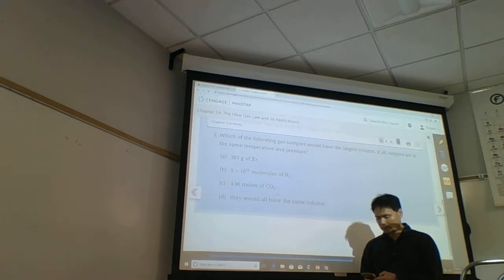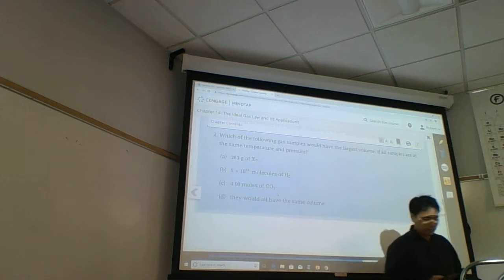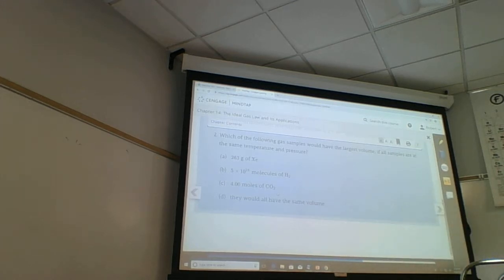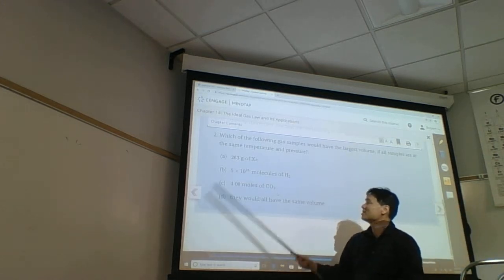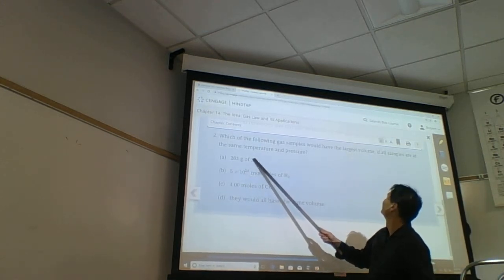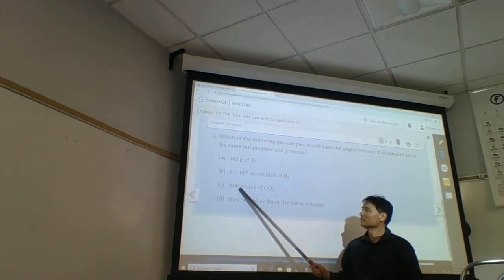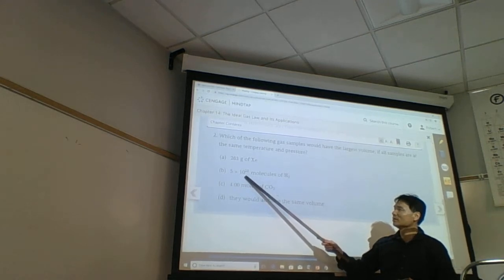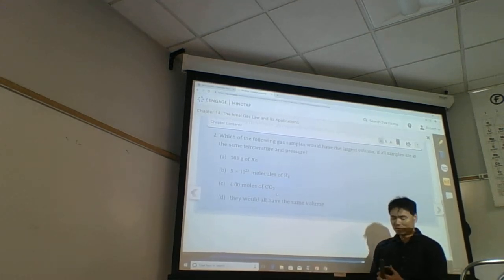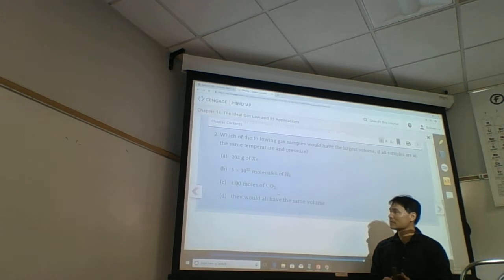So 263 divided by the molar mass of 131.29. It's close to, we probably could do this in our heads, 2 moles. So A is 2 moles. The largest, so C is bigger. So 4 moles is the biggest. That's 2 moles. 5 times 10 to the 23rd, how many moles is that?